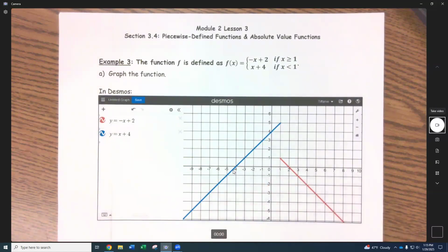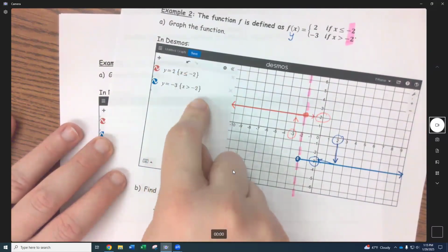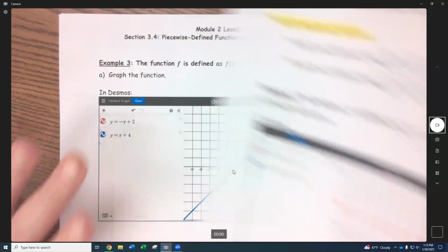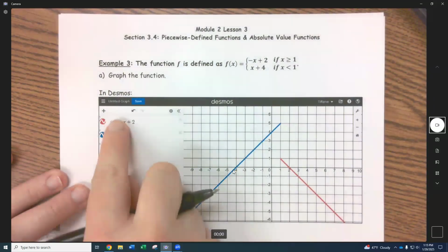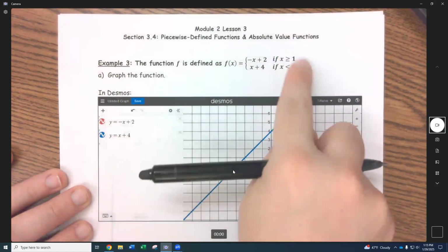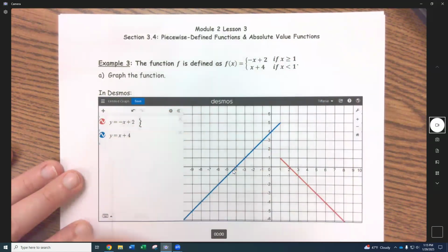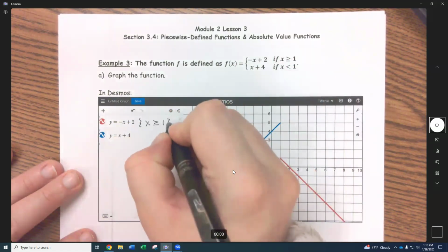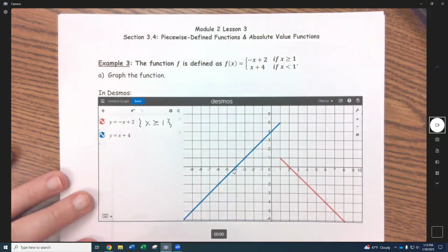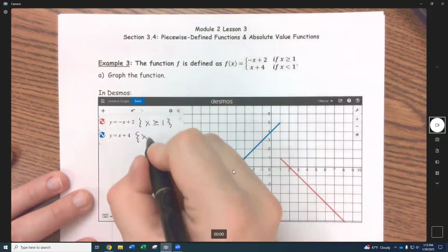It's because we have not restricted that domain like we did on this one here. So this one's kind of a partially done one for you. Once we type this in, we now need to put in the restrictions to that domain. So we'll do squiggly bracket, x is greater than or equal to 1 with our squiggly bracket, and then squiggly bracket when x is less than 1.